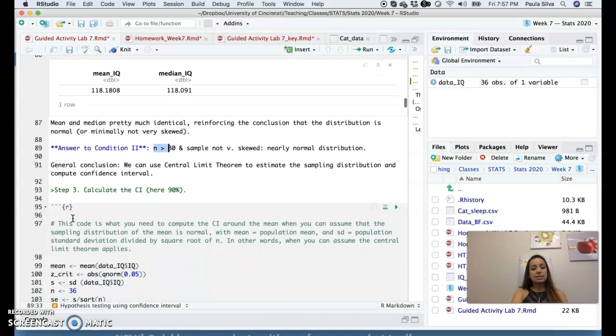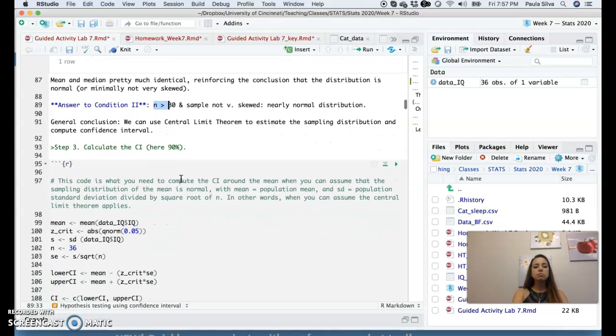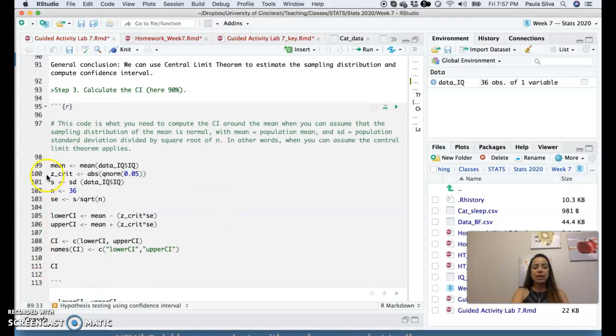So let's calculate the confidence interval, here the 90% confidence interval. So here is the code that you need every time you compute a confidence interval around the mean, when you can assume the conditions for the central limit theorem to be applied. We're going to need the mean value of the variable, so we'll take the mean of the variable of interest.